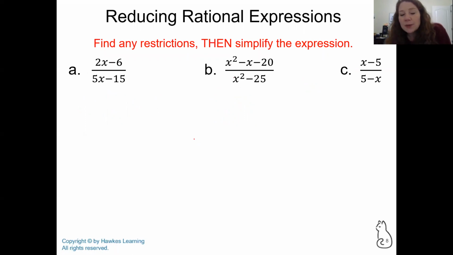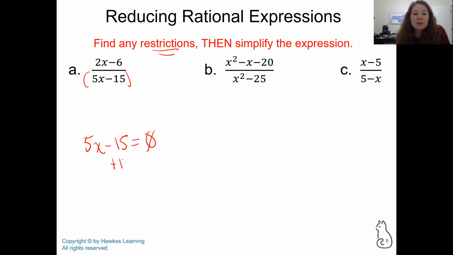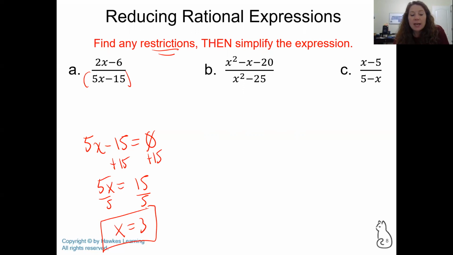All right, so on these 3 examples, we're going to first find the restrictions, then we're going to simplify the expressions. So when we find the restrictions, all we care about is the denominator. So we're going to have 5x minus 15 is equal to 0. We want to solve for x, so we would add 15 to both sides. So we'd have 5x is equal to 15. And then finally, when we divide by 5, we find out that x is equal to 3. And when it's a restriction, it's actually saying that x is not allowed to equal 3.